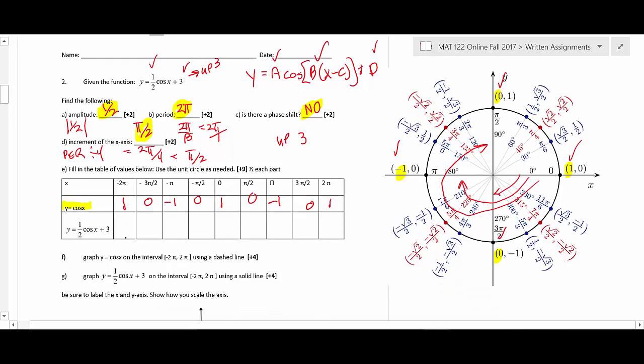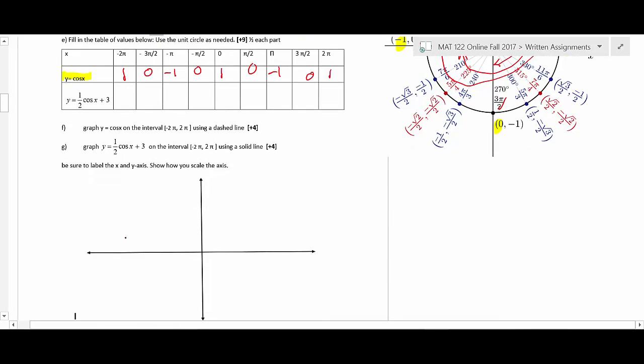So we're going to go ahead and get our graph put together, and then we're going to go ahead and get that plotted out. Okay, so let's get this put together. So we have pi over 2, we have pi, 3 pi over 2, and 2 pi. And then negative pi over 2, negative pi, -3 pi over 2, and -2 pi.